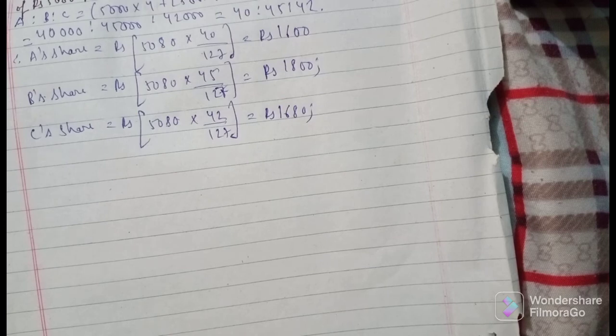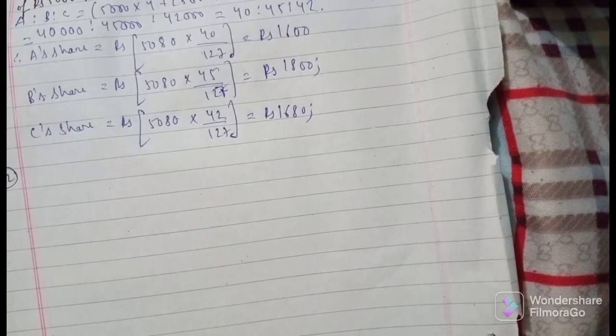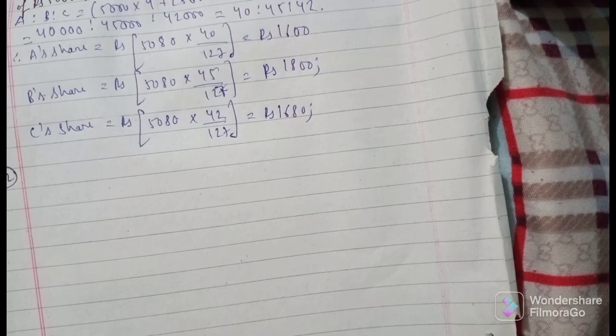So we go for the next question, which is the 22nd question of the session. A, B, C subscribe rupees 50,000 for a business. A subscribed rupees 4,000 more than B, and B rupees 5,000 more than C. Out of the total profit of rupees 35,000, A receives, you have to find out. The options are 8,400, 11,900, 13,600, 14,700. So here first we go for the question, and then we'll solve it.